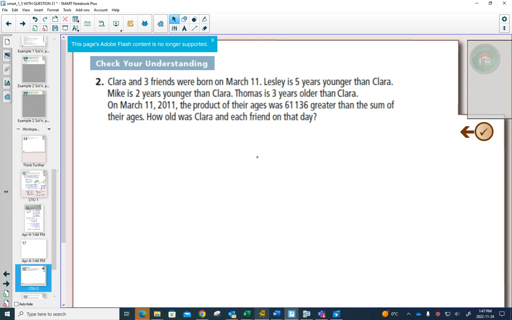This is a great example of someone making a word problem just for you to do math, but it actually has no real-life application whatsoever. Because if you were with these people and you wanted to know their ages, you would probably ask them. And if they didn't tell you, for sure they're not going to say, oh, I'm not going to tell you, but if you want, we're all born on the same day, and the product of our ages is 61,136 greater than the sum of our ages, because that's exactly what would come to their mind at that moment.